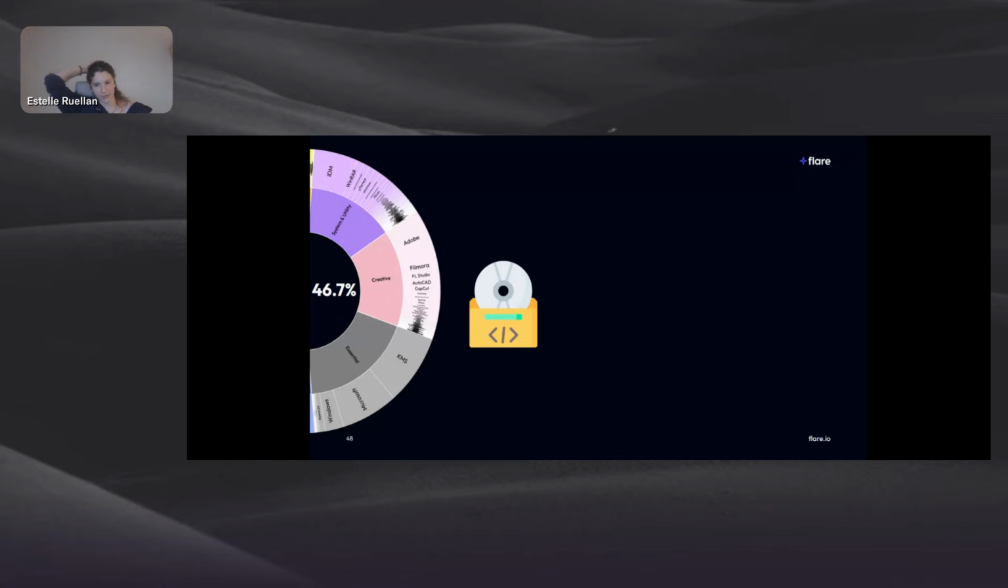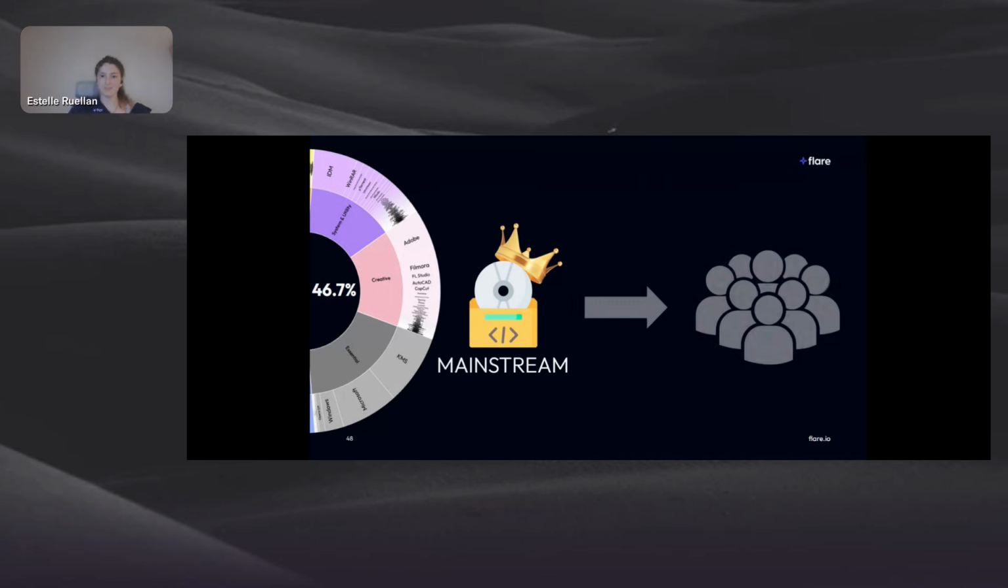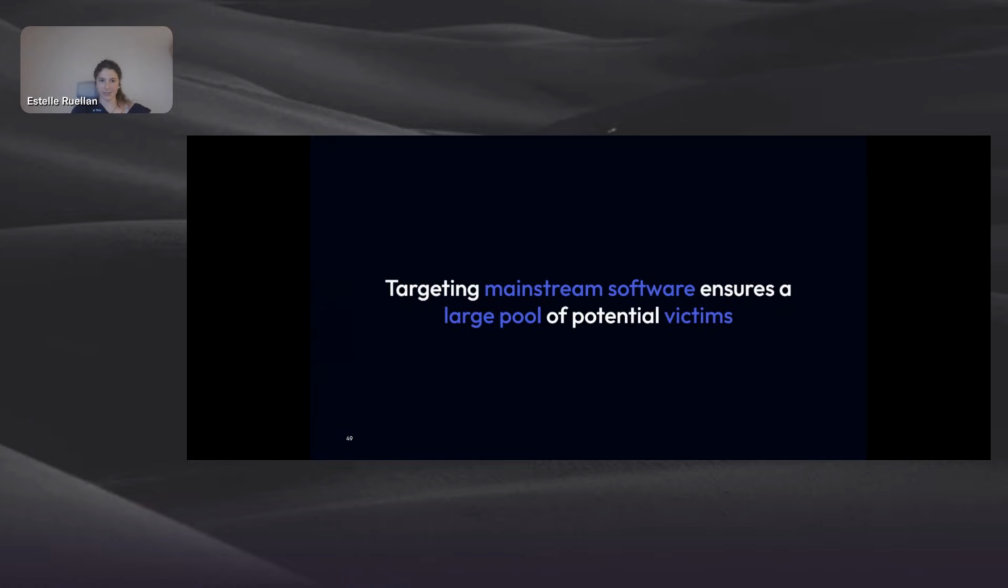The common denominator in all these highly efficient infections is the targeting of a mainstream software. It's very famed, it's known globally. In the same way as games, if it's known globally, that means you have this many people aware of it and this many people potentially falling victim to the trap you lay with that name. And that's a really interesting social engineering technique, because if you target a mainstream software, you ensure a large pool of potential victims.